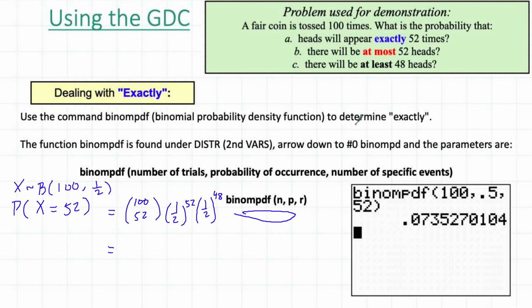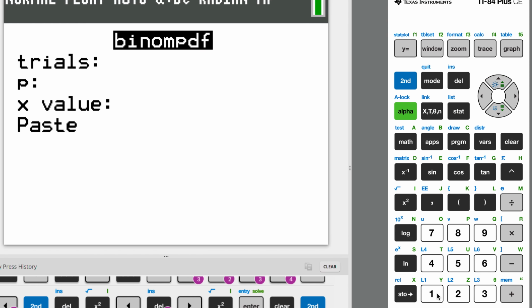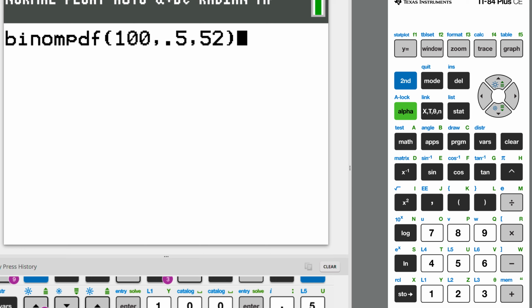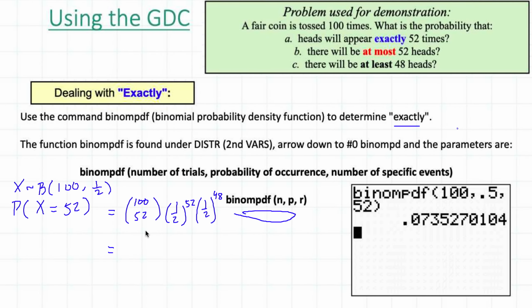So PDF is used when you're trying to find exactly. So you would go PDF, we enter the number of trials, we enter our probability, we enter how many do I need? I need 52. And then I compute that, and it's going to give me 0.0735. So that's the 3 significant figures. So you can use the calculator, just make sure you also write the notation here.